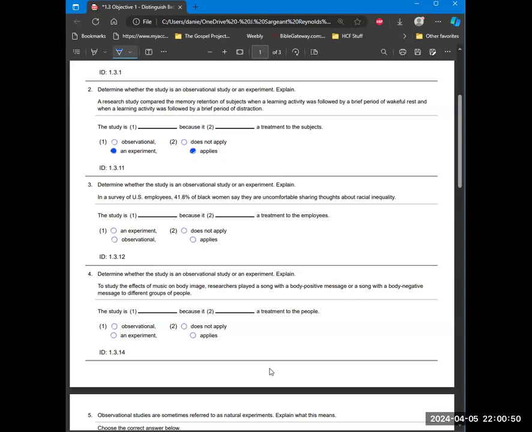Let's look at number 3 now. Determine whether the study is an observational study or an experiment and explain. In a survey of U.S. employees, 41.8% of Black women say they are uncomfortable sharing thoughts about racial inequality. So this is observational, simply measured results, but didn't do anything to apply a treatment.